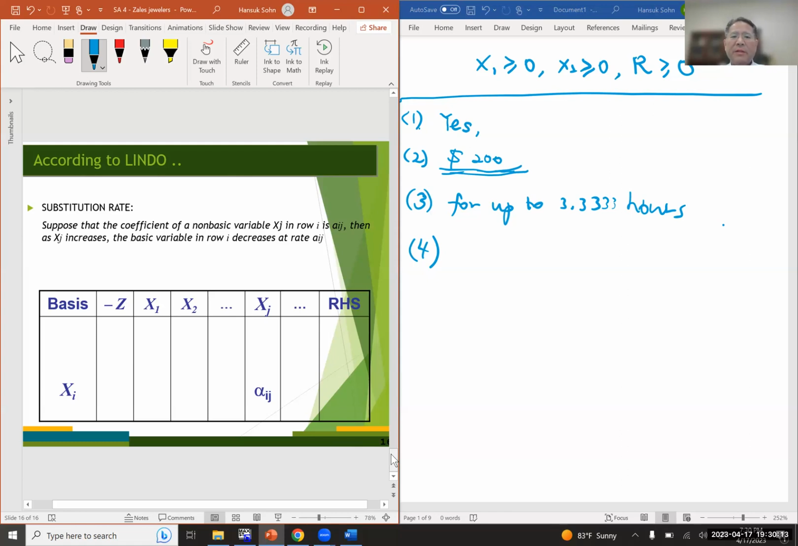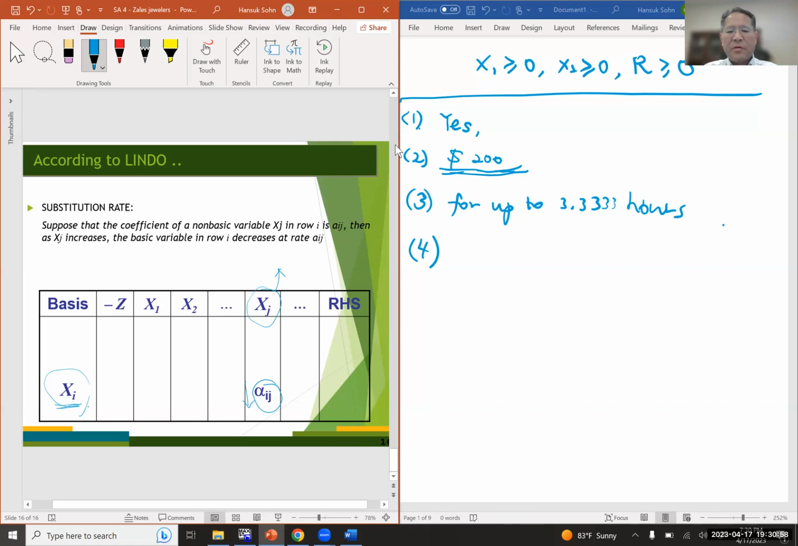coefficients in the optimal table are called the substitution rates, right? And we've learned that last time. If one of the non-basic variables, in this case xj, increases, the basic variable in row number i, which is xi, will decrease at the rate of alpha ij, okay? That's how you can interpret the substitution rate.